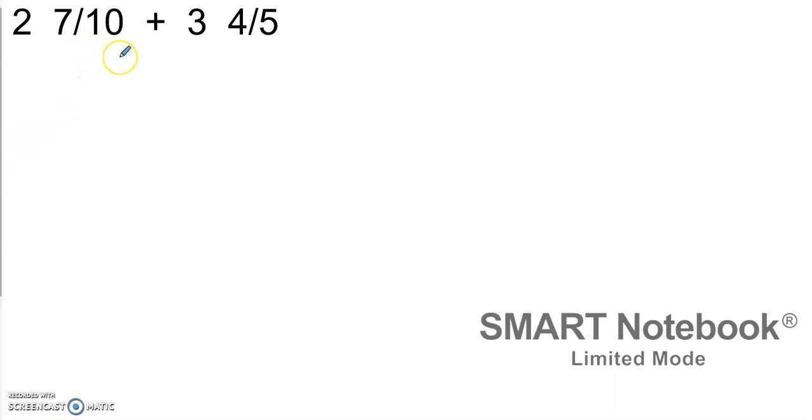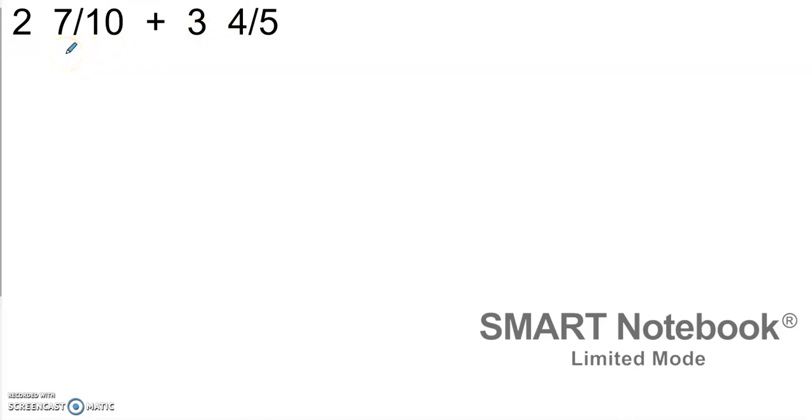So again, the first step, just like when we add or subtract just fractions: when we add mixed numbers, the process is exactly the same with some very minor differences, which is the whole number. However, the whole number will stay consistent, and you'll see that in this example. You notice how there's a space right here and right here? That tells you the 2 is a whole number and the 3 is a whole number.